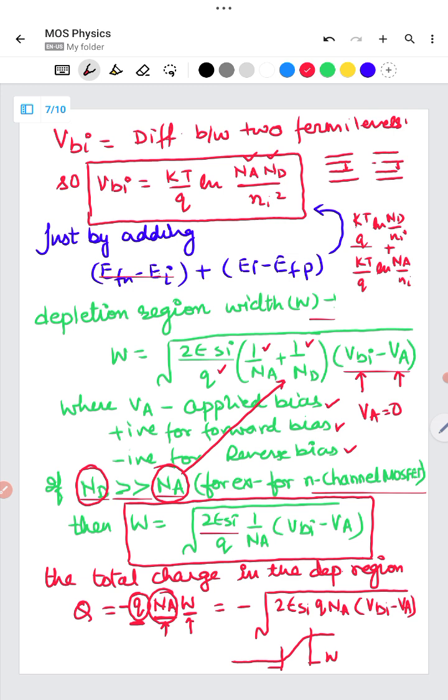For the rest of MOS physics or MOSFET, we need to understand that whenever we make a junction between two materials, there is always a depletion region, there is always a built-in potential, and there is always a depletion region charge density, which is always the square root of 2 epsilon_Si q NA (VBI minus VA). Okay, so thank you very much.